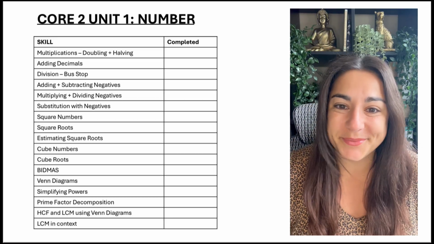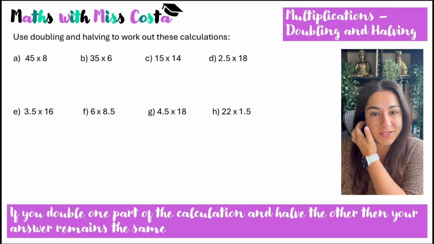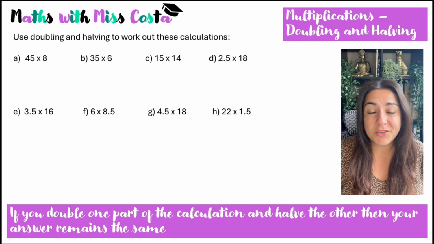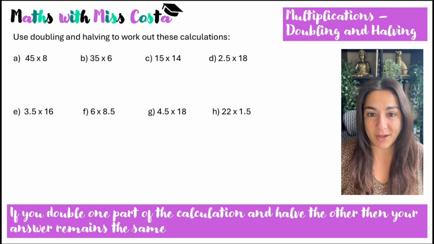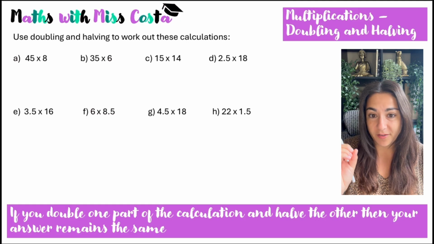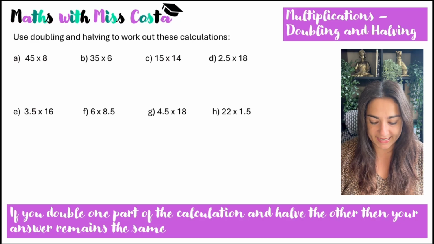Okay, so first we've got a non-calculator method which is called doubling and halving, and this comes in really handy when we're doing any kind of multiplication and we don't have a calculator near us. So if I double one part of the calculation and halve the other, my answer will be the same. Let me just show you.